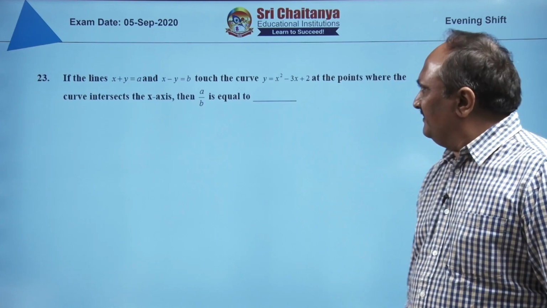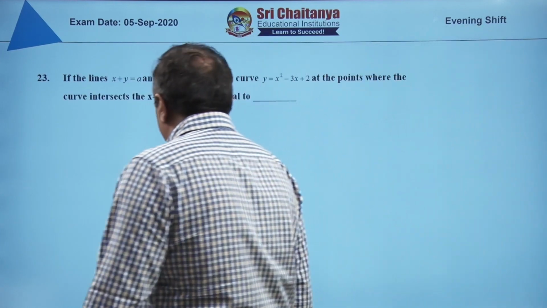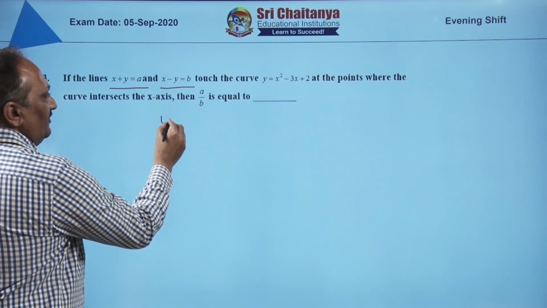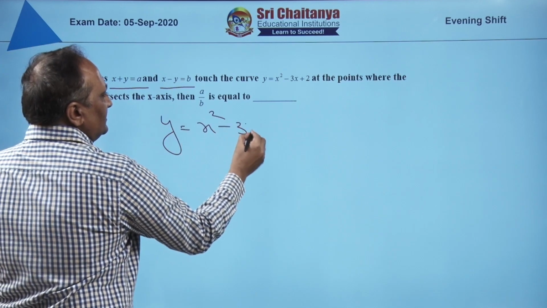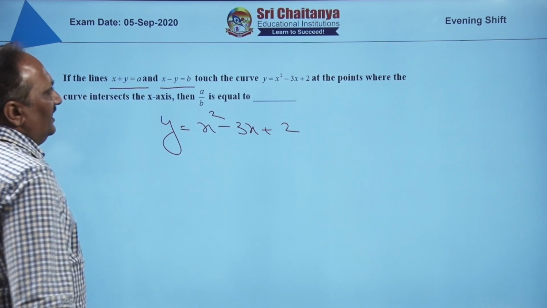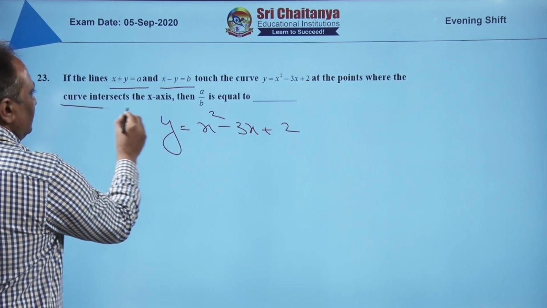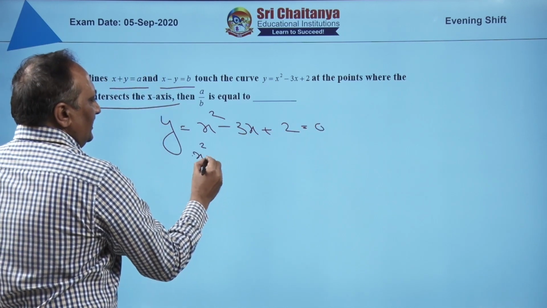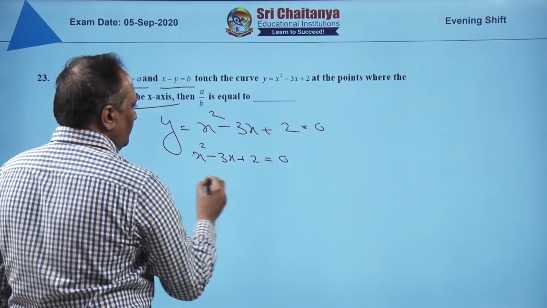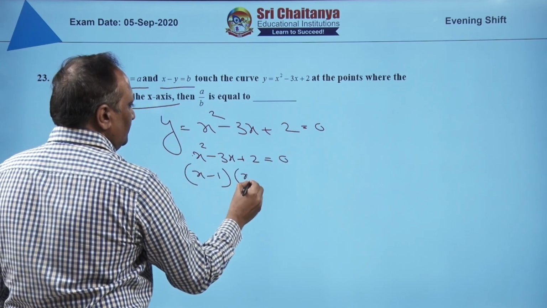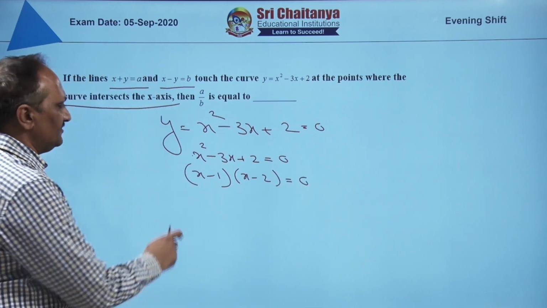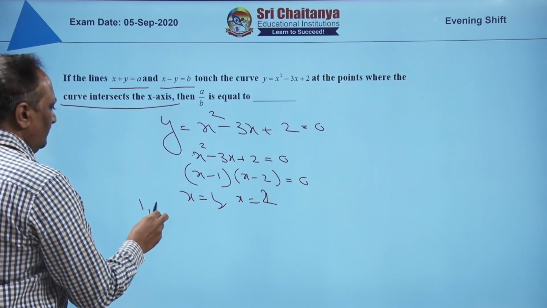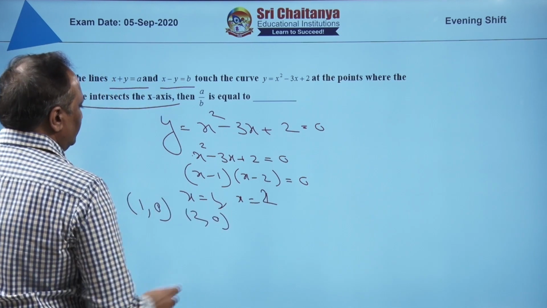Coming to the 23rd question: if the lines x plus y equal to A and x minus y equal to B are tangents to the curve y equal to x square minus 3x plus 2, at the points where the curve intersects the x axis. On the x axis put y equal to 0. If y is 0, x square minus 3x plus 2 is 0, (x minus 1) into (x minus 2) is 0. x is 1, x is 2 and y is already 0. The points are (1, 0) and (2, 0).